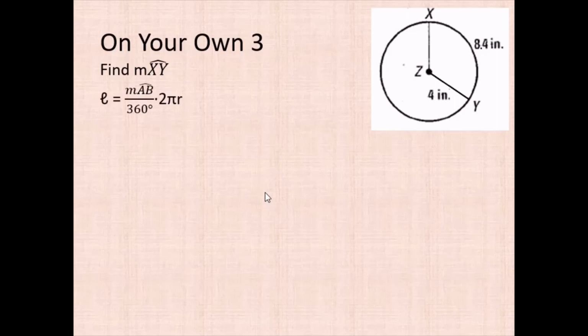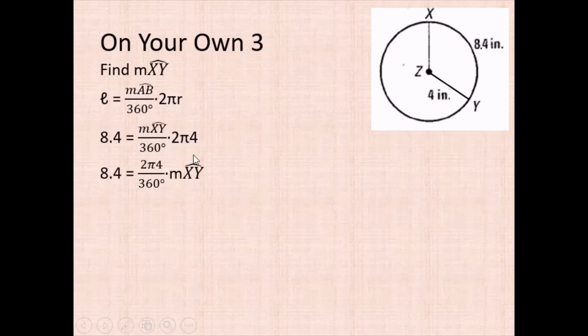Okay, so we've got our formula. L is 8.4, that's the arc length. AB we don't know, we'll call that XY. 2 pi, and then r is the 4 inches on the picture. We can swap these places here, XY and the 2 pi 4, so that I can do 2 pi times 4 divided by 360, it's 0.070, and then divide that over to get the mXY by itself. 8.4 divided by 0.07 is 120 degrees. So that's going to be the final answer for this one, 120 degrees.